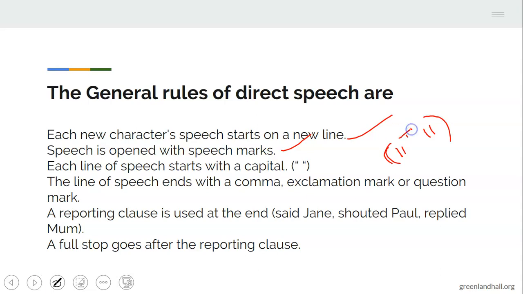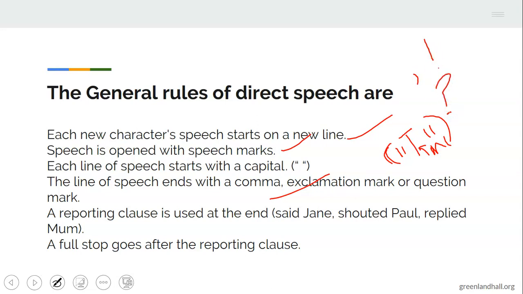For example, if you're going to write Tammy, the name of someone, put it in your speech marks. The line of speech ends with a comma, an exclamation mark, or a question mark. This is rule 3: you end each speech with a comma, exclamation mark, or question mark. Remember, this is your comma, exclamation mark, or your question mark.